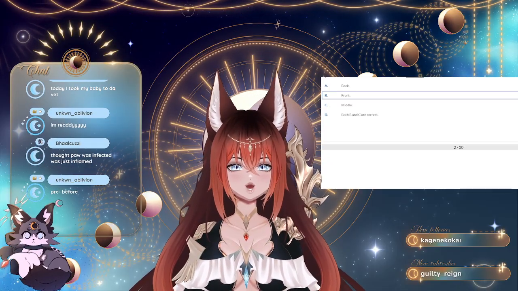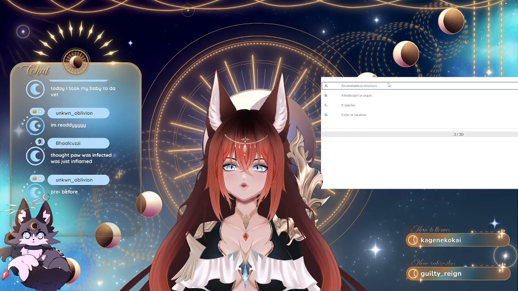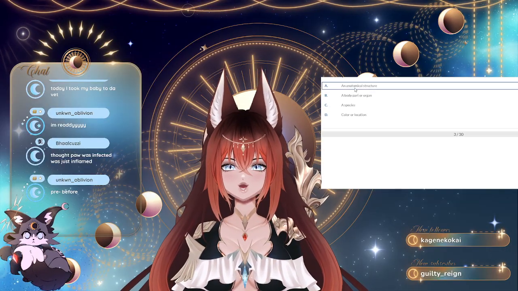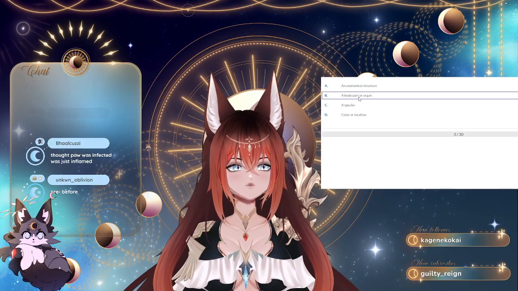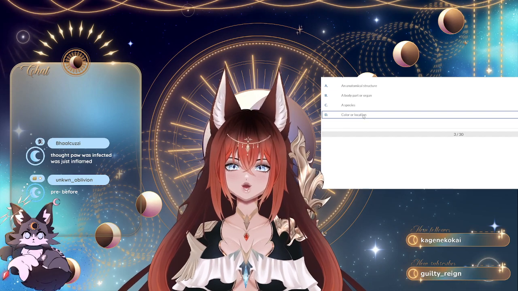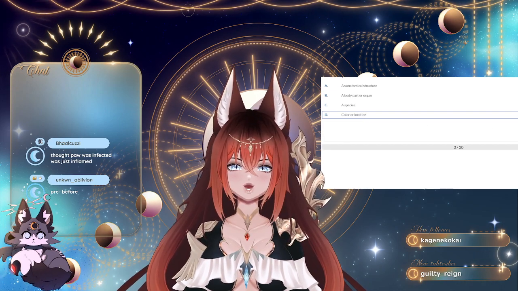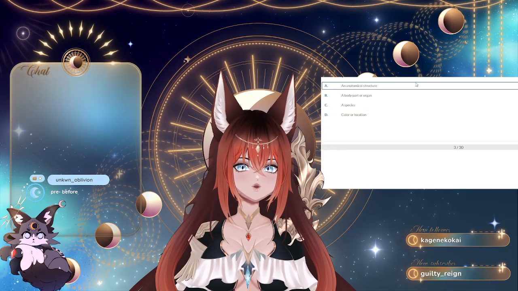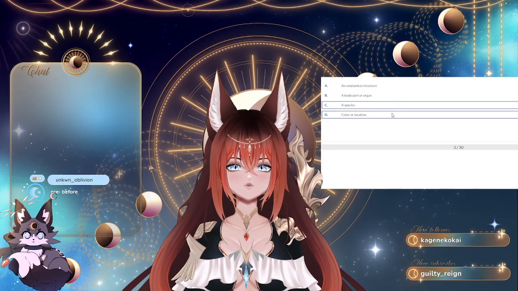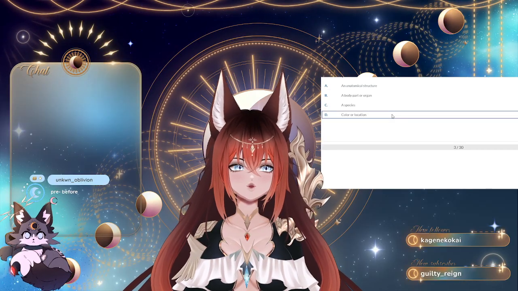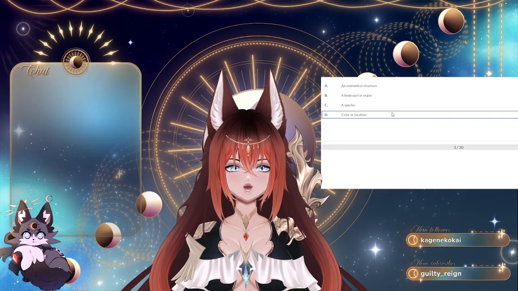Pre is before. Yes, yes, yes. It's the front. Prefixes may indicate an anatomical structure, a body part or organ, a species, color, or location. I know it's color or location, right? Wouldn't it be all of them? They said that it was a color or location at the beginning.